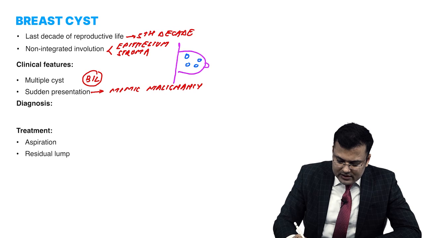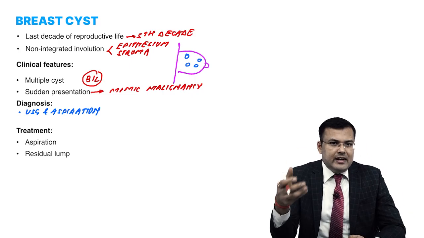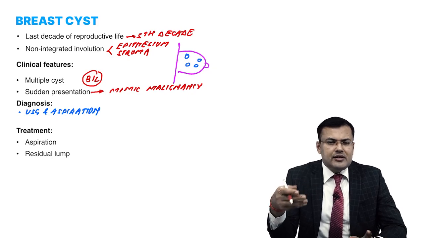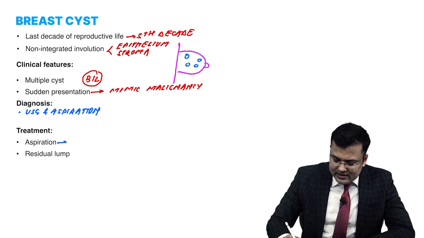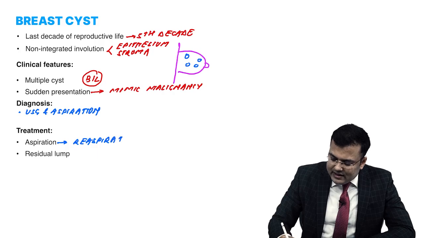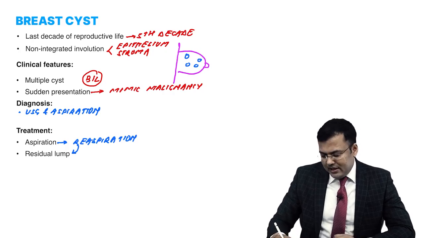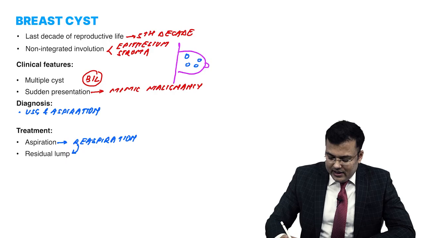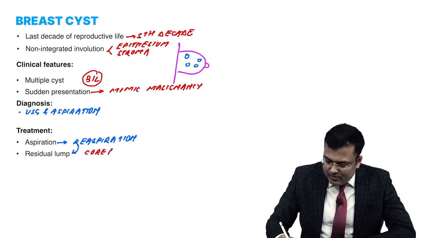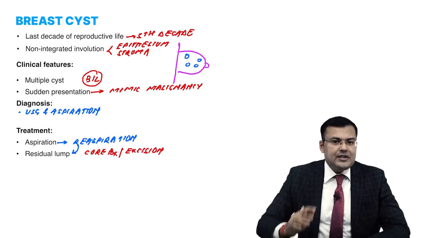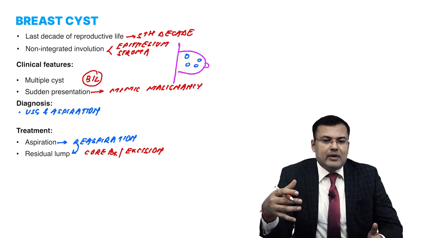So it is ultrasound and aspiration. For diagnosis we use ultrasound and we aspirate the cyst. Treatment is aspiration. If there is recurrence, re-aspiration. Suppose after re-aspiration there is a residual lump, in these cases you should go for either core biopsy or excision.